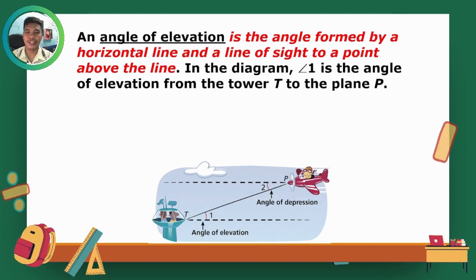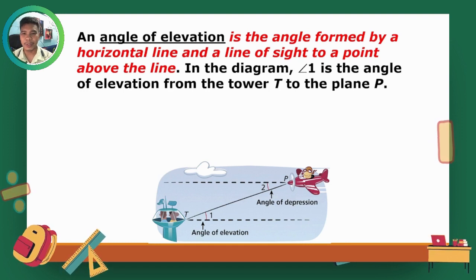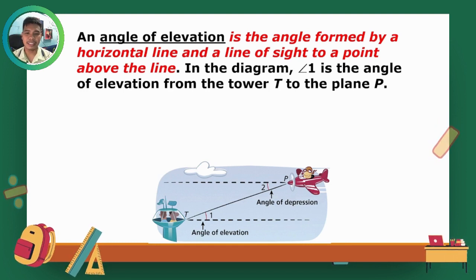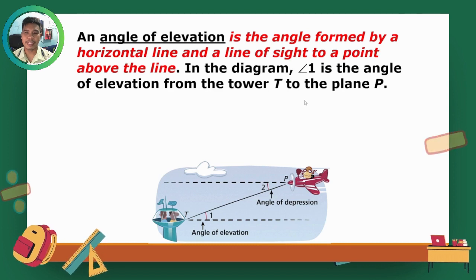An angle of elevation is the angle formed by a horizontal line and a line of sight to a point above the line. In this diagram below, angle 1 is the angle of elevation from the tower T to the plane P. As you can see, the broken line here is the line of sight. The angle of elevation is above the line of sight. So therefore, angle 1 is considered an angle of elevation.